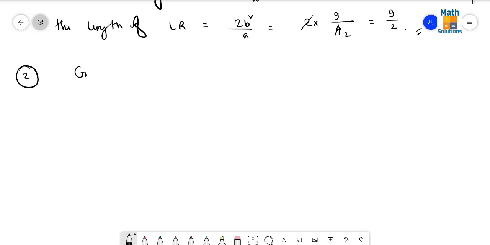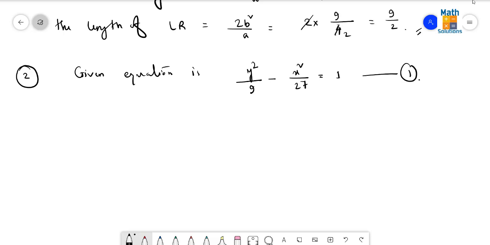So in question number 2, the given equation is y square by 9 minus x square by 27 is equal to 1. So let's mark this as 1. We can clearly observe that it is following the form y square by a square minus x square by b square equals to 1. Yes or no? This format is followed here. So I'm going to compare 1 with this format.